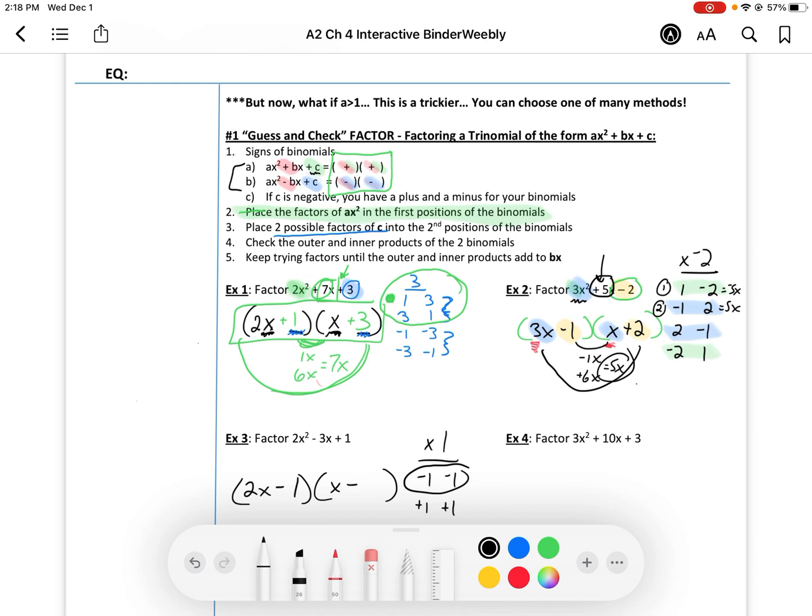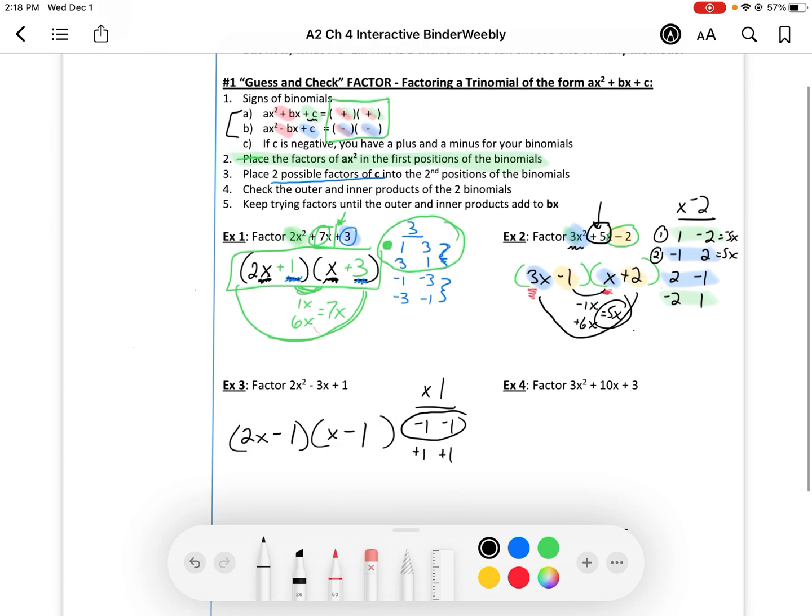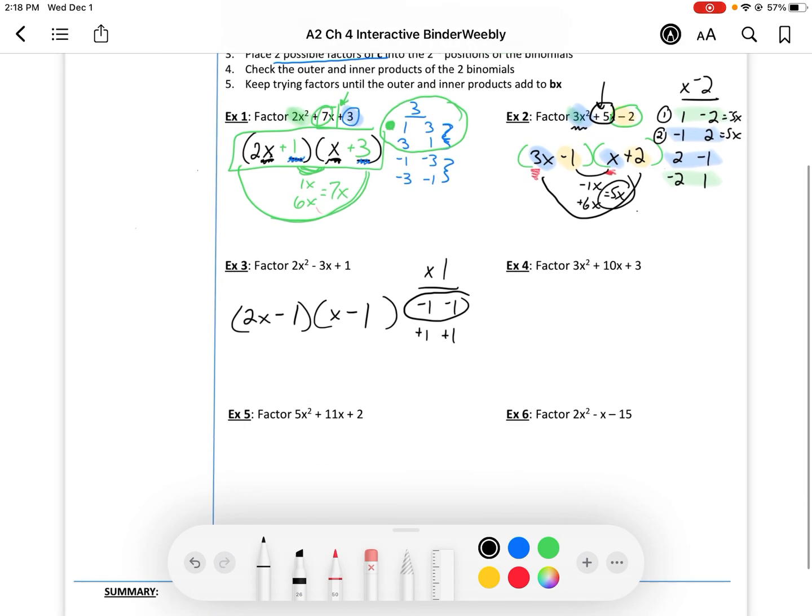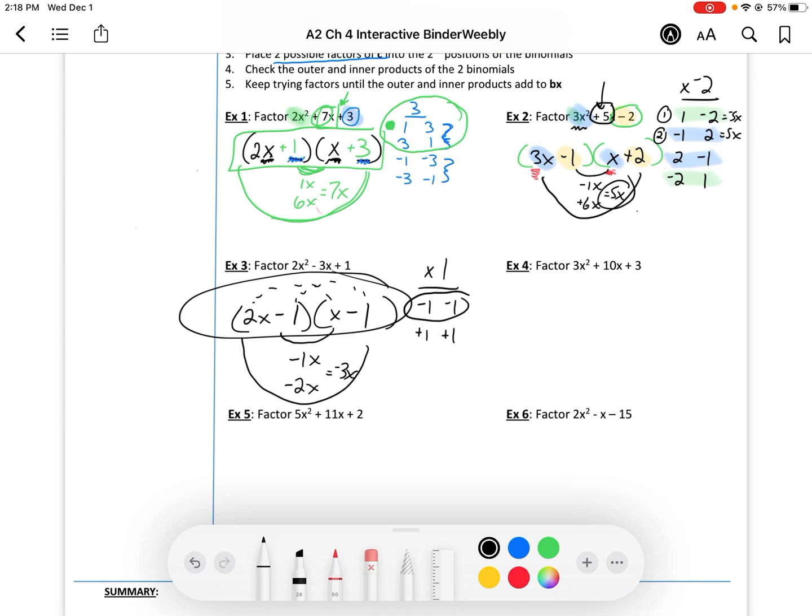So it has to be this option, minus 1, minus 1, right? Let's check it. Let's make sure. I mean, again, I know that this multiplies to 2x squared, and I know that this multiplies to positive 1. Let's see what we get here. We get negative 1x, and we get negative 2x. That equals negative 3x. That's right.